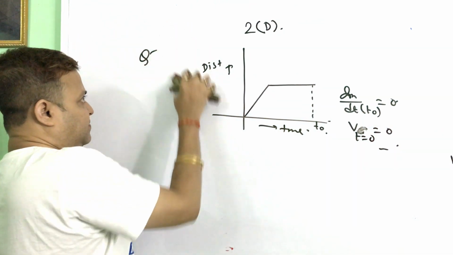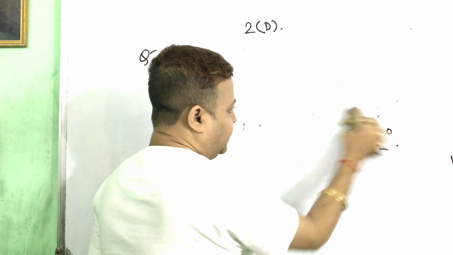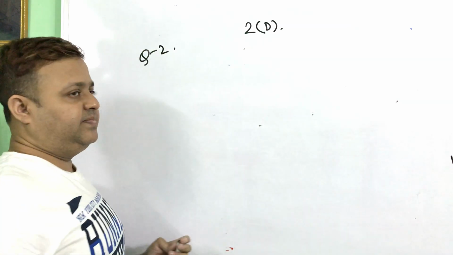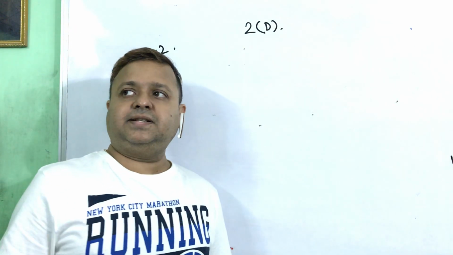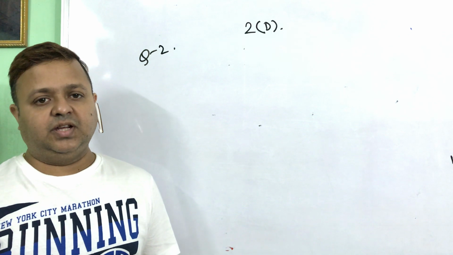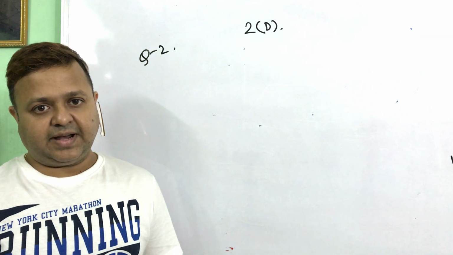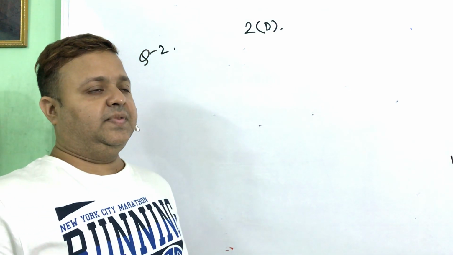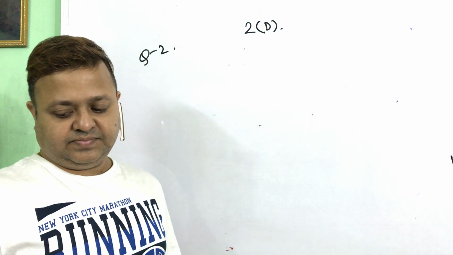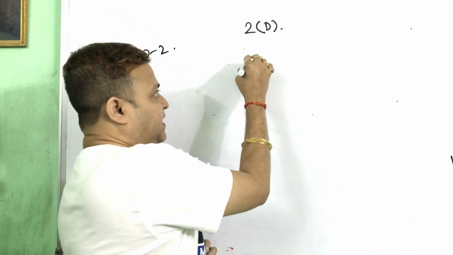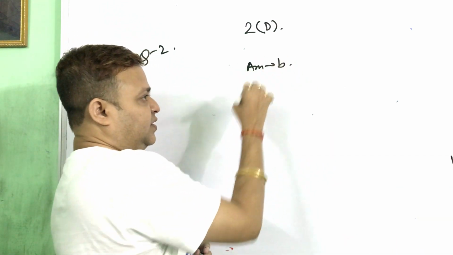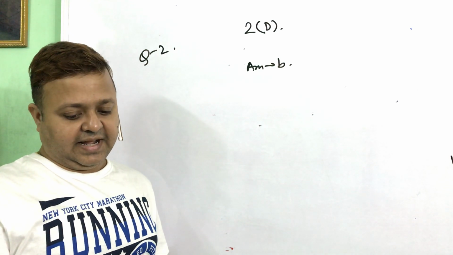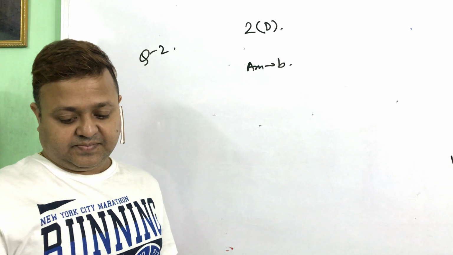Question number 2, write it down. Distance is a scalar quantity, so it cannot be negative. So the slope of the distance time graph cannot be negative. That means the answer is B. Slope of the distance time graph cannot be negative. There is only one, see, option B is there.